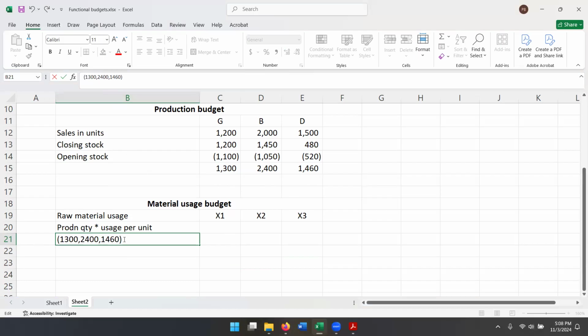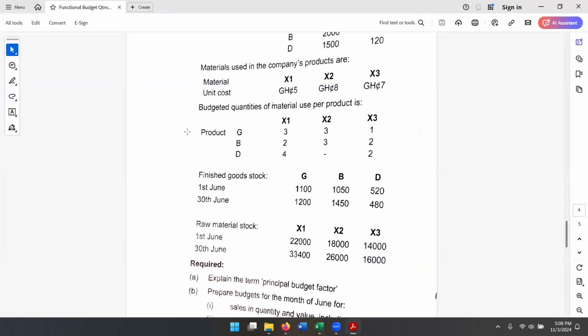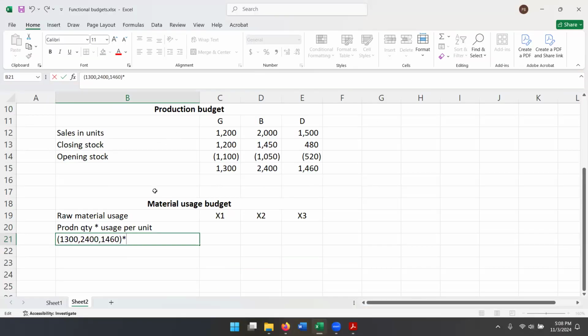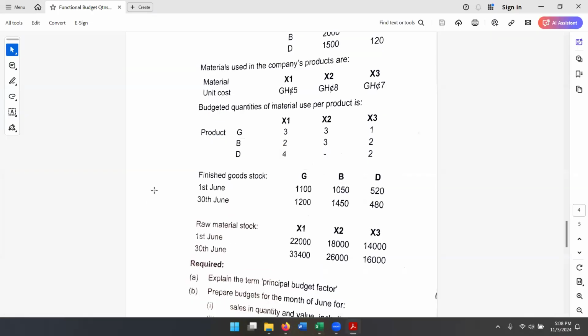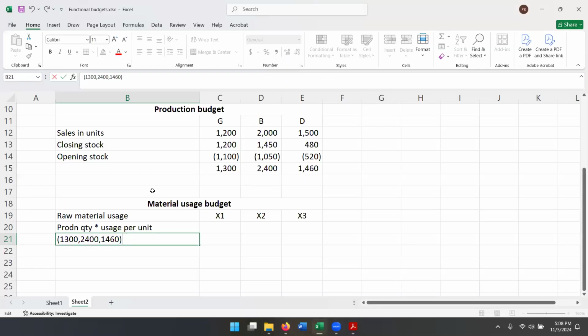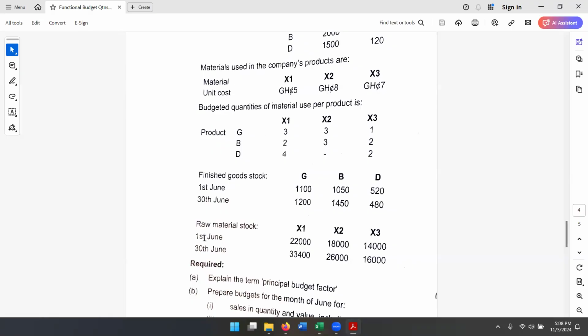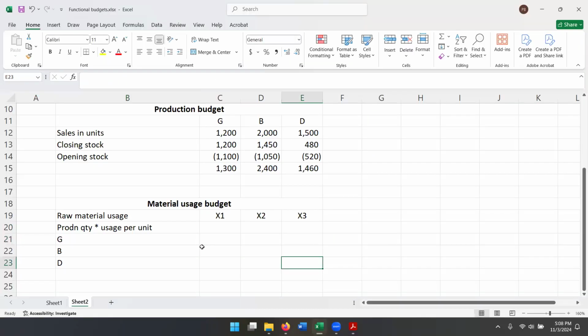So we will multiply this with the usage per unit. The usage per unit are quite many because they will be 9, so that will be difficult to list all of them. So let's go straight. We will do it based on the finished product: J, B, and D. So for X1, we have 3, 2, and 4.